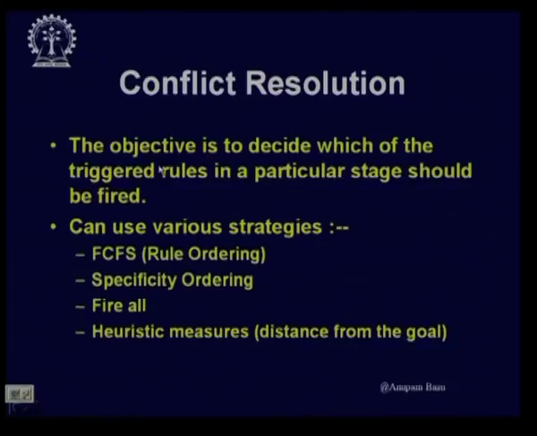In the conflict resolution strategy, we select a subset of those matched rules and feed it to the execute phase, and in the execute phase we fire those rules, and as a consequence of firing these rules, the new facts are generated and the fact base gets updated. We go on carrying out this activity till either the goal is met or there are no more rules to fire.